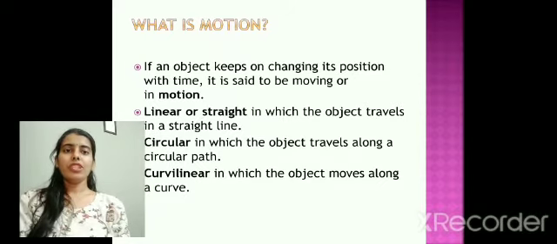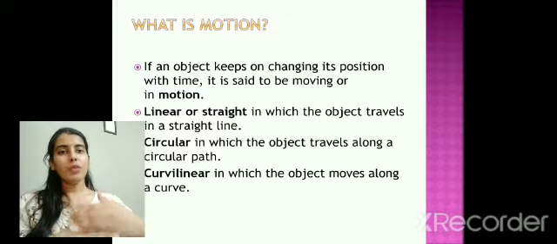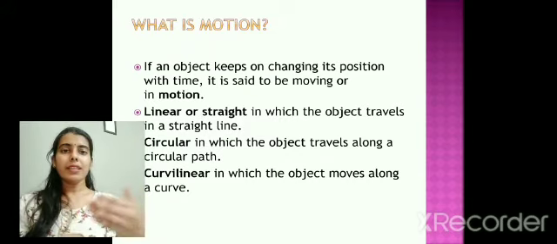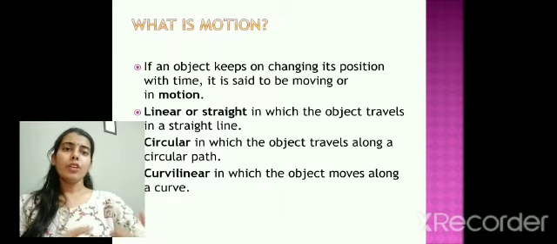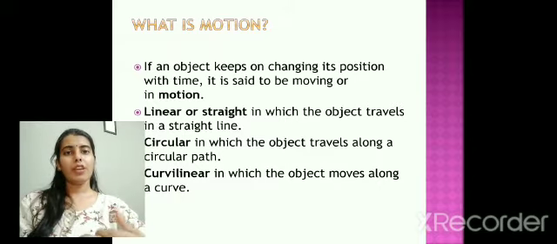An object which keeps on changing its position with respect to time. If a person is walking on the road, moving from one point towards another point, then I can say the body of the person is in motion. Here, to categorize, we can say linear motion or straight motion when the body is moving in a straight line, when an object is moving on a straight path.